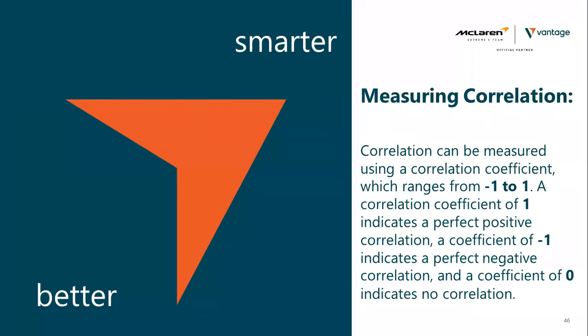Then, a coefficient of -1 indicates perfect negative correlation. So 1 indicates perfect positive correlation, while -1 indicates perfect negative correlation. And we've already established that some pairs go in the same direction, which is positive correlation, and some pairs go in the opposite direction, which is negative correlation, right? And then a coefficient of 0 indicates no correlation.